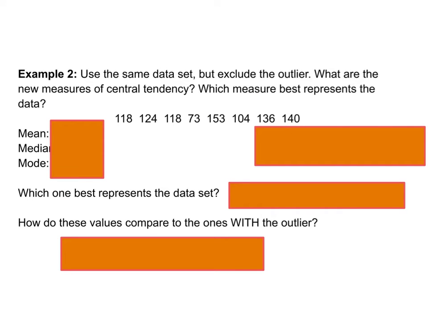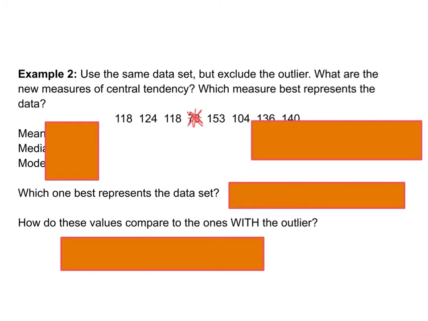Example 2, use the same data set but exclude the outlier. What are the new measures of central tendency? Which measure best represents the data? So if we get rid of that outlier, we want to use the remaining numbers to calculate our mean, median, and mode. Pause here to run through the few calculations, and we'll go over those answers.